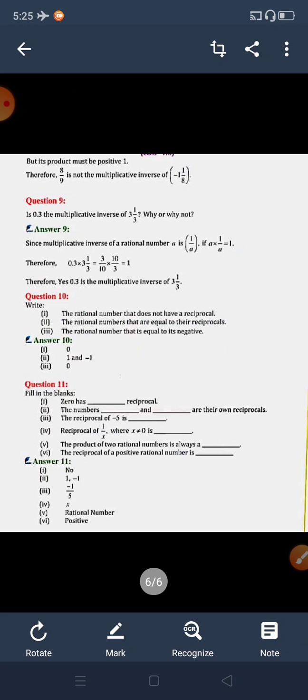Now the rational number that is equal to its negative: 0. 0 is equal to its negative. Plus 0 or minus 0, nothing matters. 0 is the only rational number which is equal to its negative value.